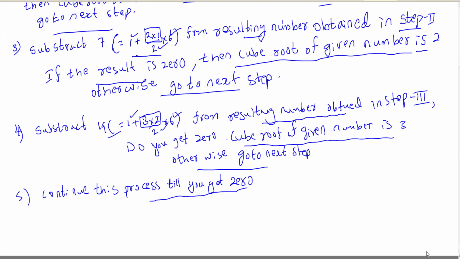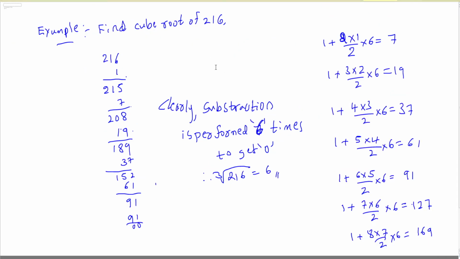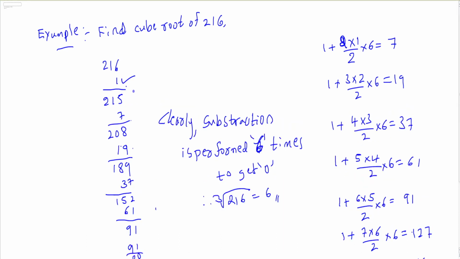For example, if you want to find the cube root of 216, first you subtract 1. If you get 0, fine; we didn't get 0, you get 215. Continue the process. The next number is 1 into 1 plus 2 into 1 divided by 2 into 6, that is 7. You subtract 7, you get 208.